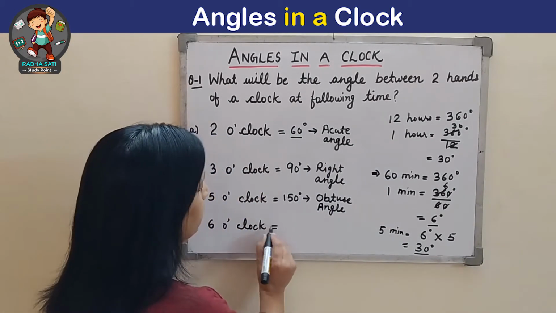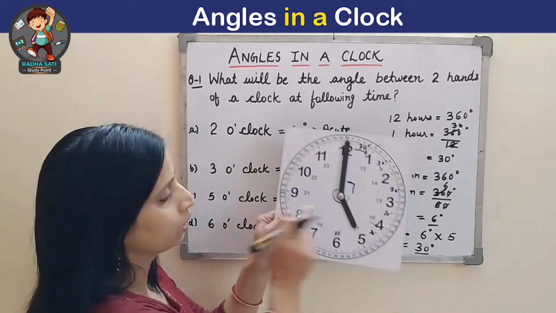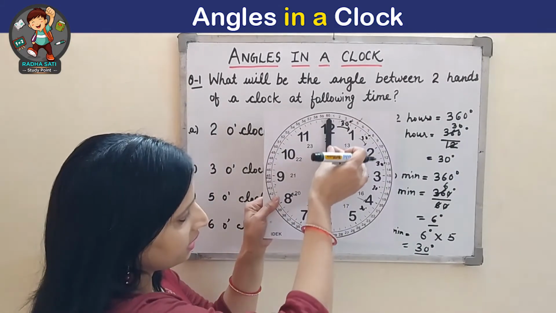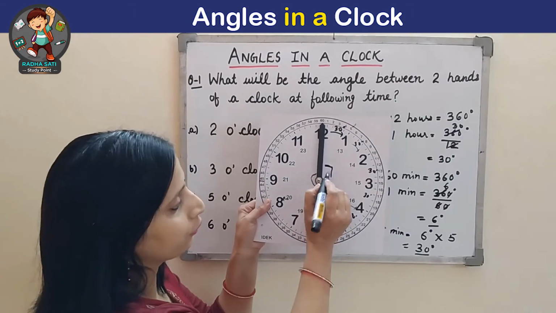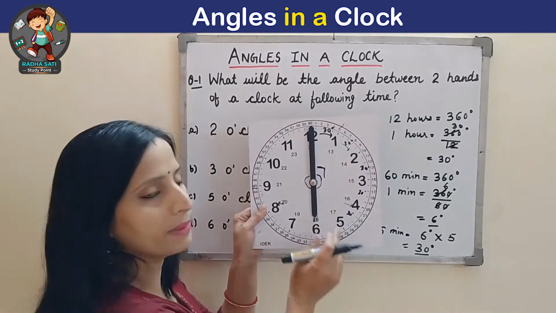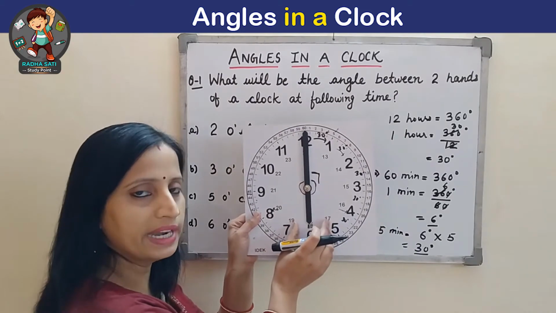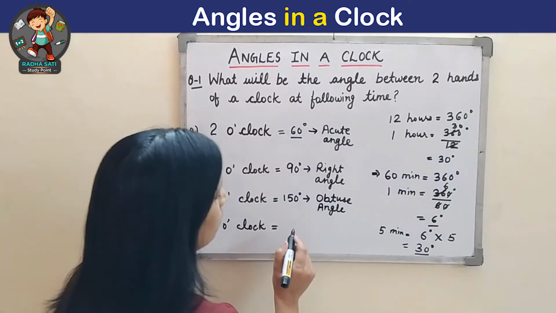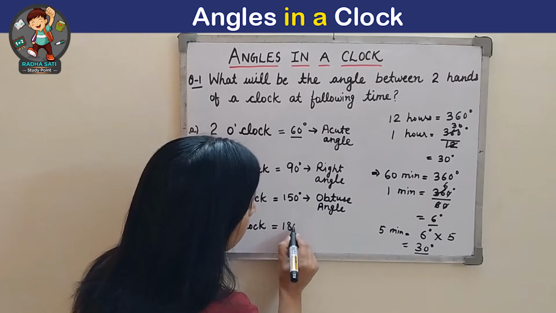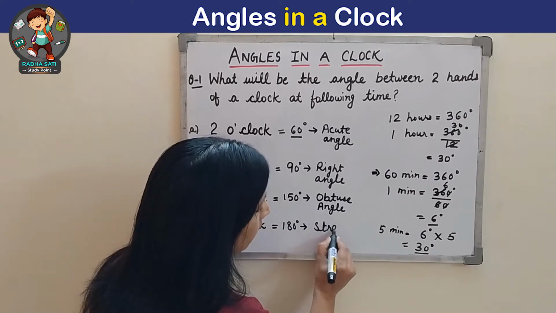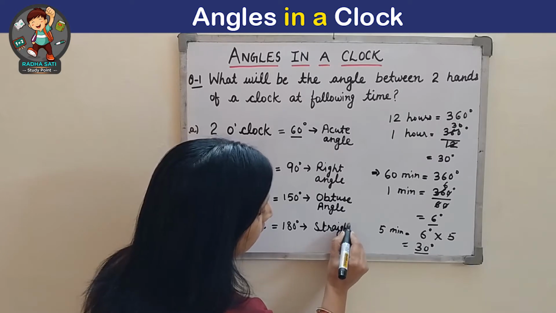Next one is 6 o'clock. At 6 o'clock, you can see that a straight angle is getting formed. We know the measure of a straight angle: a straight angle is always 180 degrees. So it will be 180 degrees, or we can write straight angle.